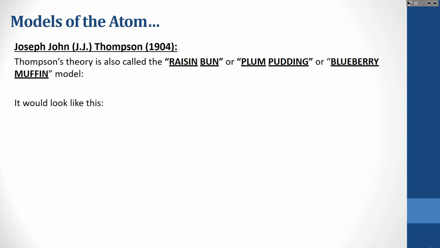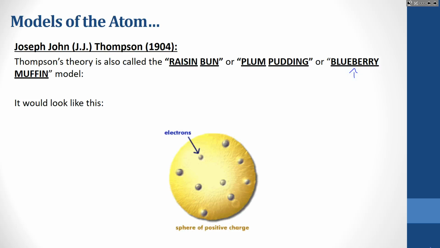So lots of people from the old days will call this the raisin bun or plum pudding model. I've never really liked raisin buns, and I've never had plum pudding. So another way to think of it is like a blueberry muffin. The cake part of the muffin is the atom, and that cakey part is all cakey and positive, and the blueberries are like the little electrons that are stuck inside. You can also think of a chocolate chip cookie, whatever you want to think of, but these things are the electrons, and they're stuck inside, and they're all negative, right? They all have this negative charge. They're stuck inside this sphere of positive energy. Now again, it looks like it's a circle. Remember, it's going to be three-dimensional, so it's a sphere.